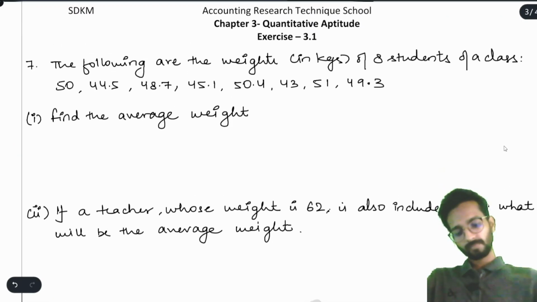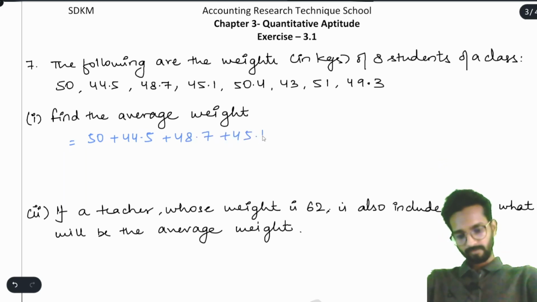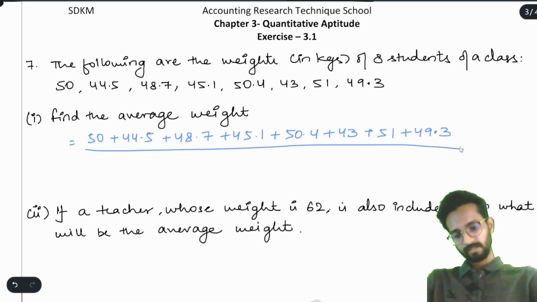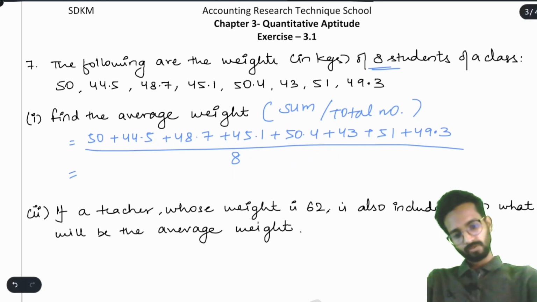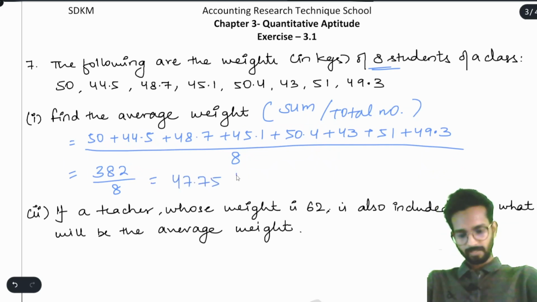Now, question number 7. The following are the weights of 8 students of a class. Find the average weight. How will we solve it? See, we have to just write the total: 50 plus 44.5 plus 48.7 plus 45.1 plus 50.4 plus 43, 51 and 49.3 divided by how many students are there? There are totally 8 students. So we will write by 8. We already know the formula for average weight: sum divided by total number of students or total number of observations. So the total is 382 by 8. That will give you 47.75 kgs.